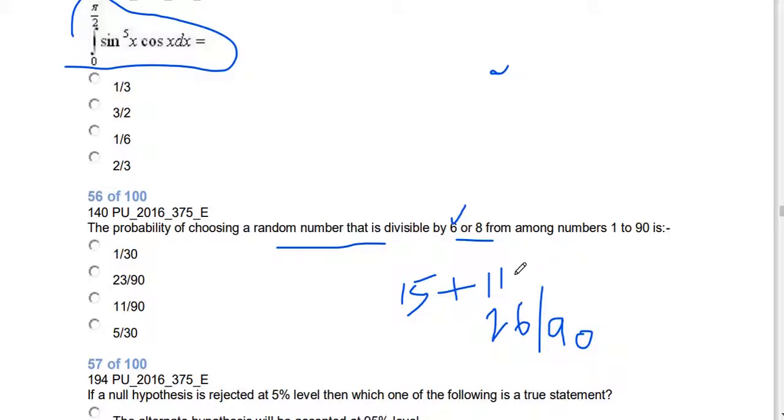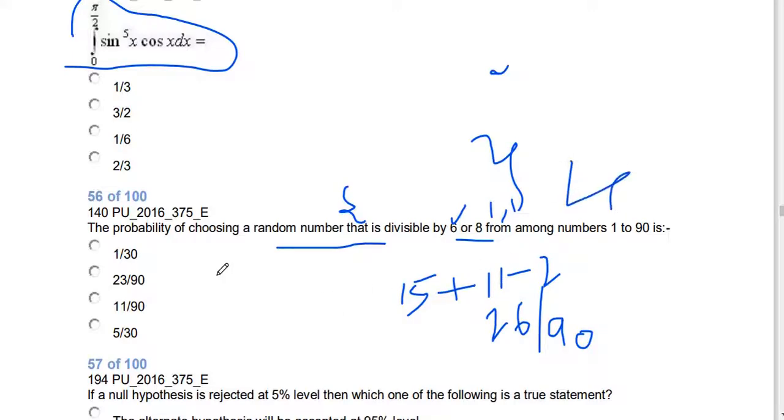Random number, then we need to subtract the common terms also. Which common terms are available in the 6 and 8 multiples? 6, 12, 30; 8 6s are 48, 6 7s are 42. I think 2 common factors are available. You can first write the set like that, then you can refer to it, you can get an easy answer.